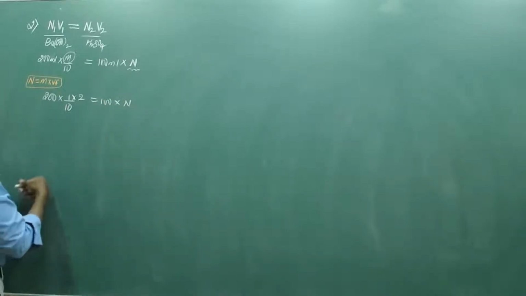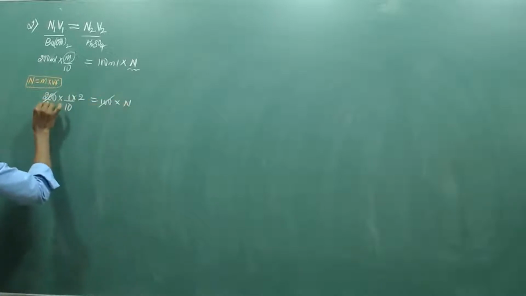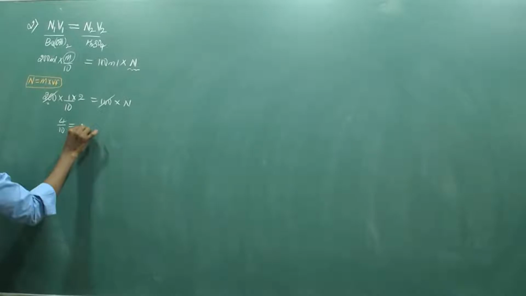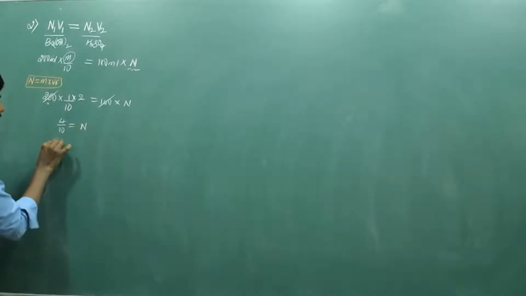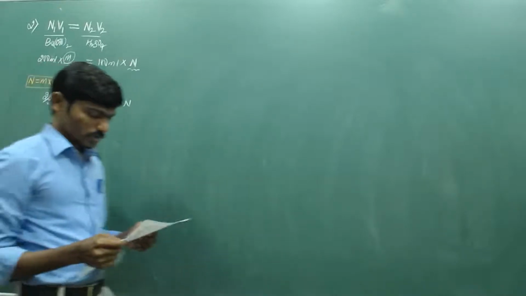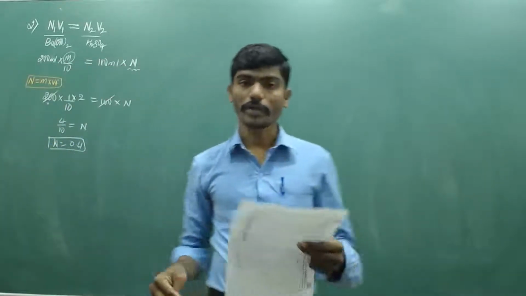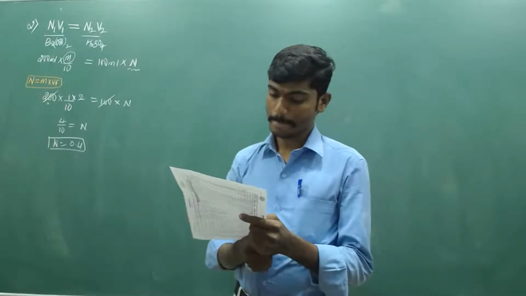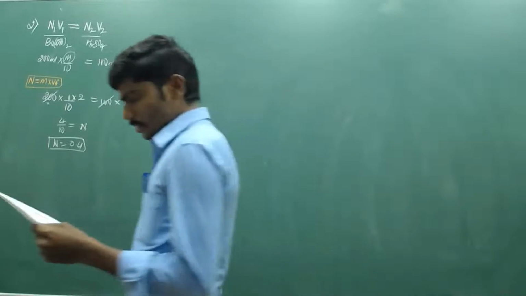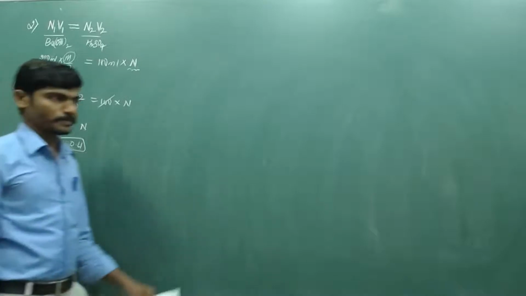So now, 4 by 10 is equal to normality. So the answer: normality is equal to 0.4. That is the second question. Normality is equal to 0.4 N. Second option.